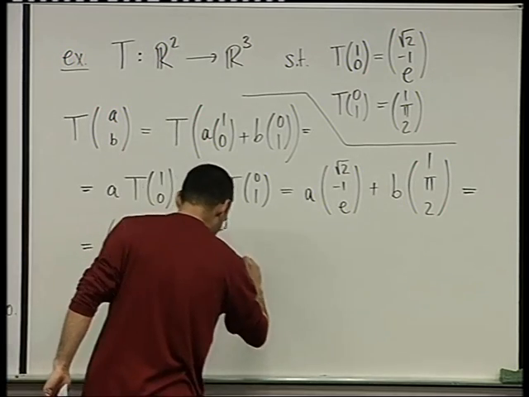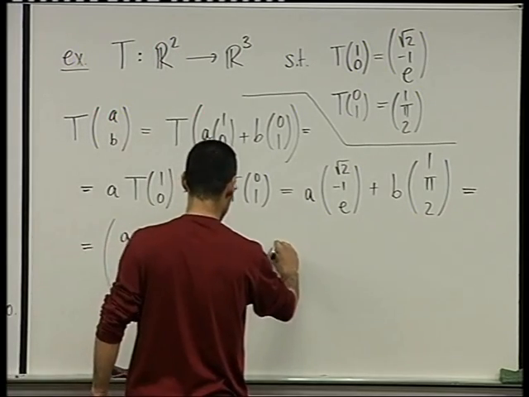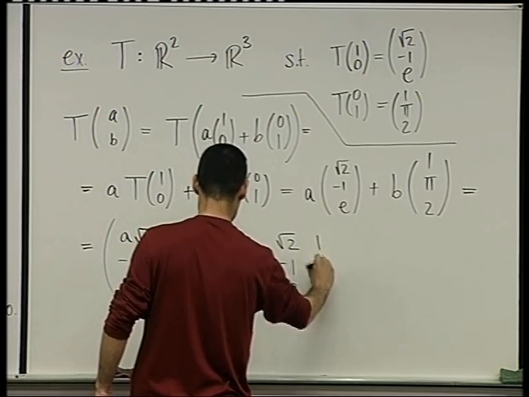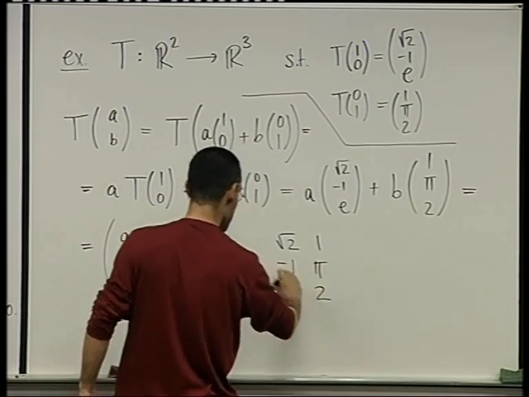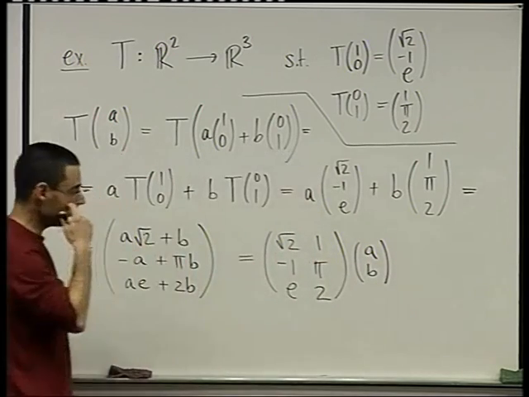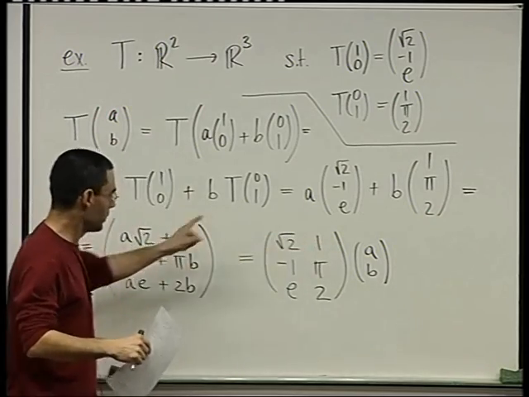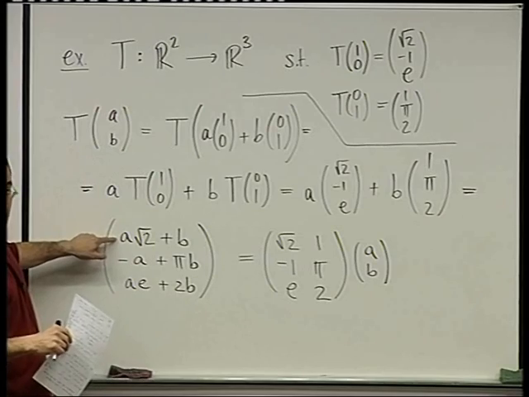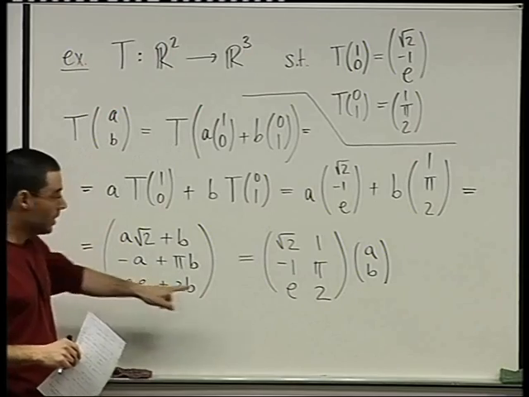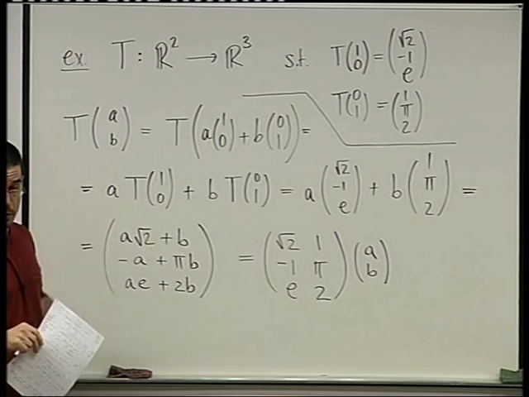And furthermore, I can rewrite this as, tell me if you agree, the matrix with rows (root 2, 1), (negative 1, pi), (e, 2) times (a, b). So it's root 2 times a plus 1 times b. That's the first element. Negative a plus pi b. That's the second element. And e a plus 2b. That's the third element, matrix multiplication.